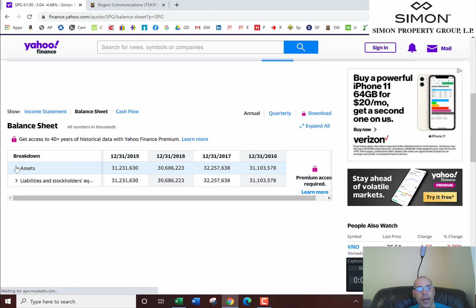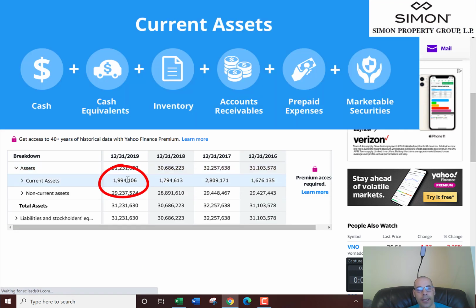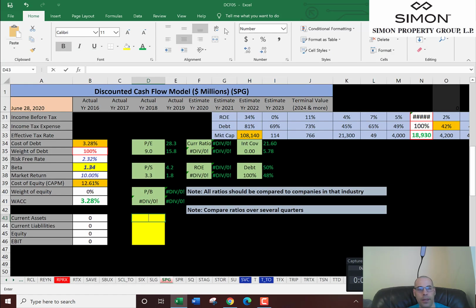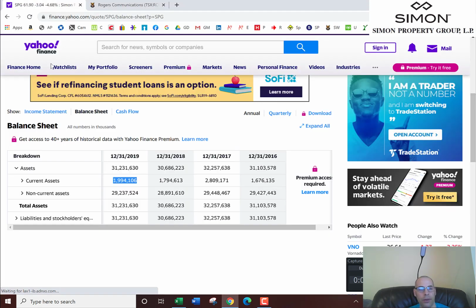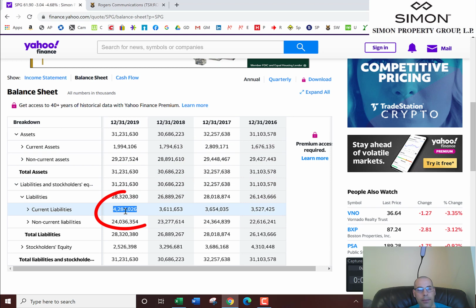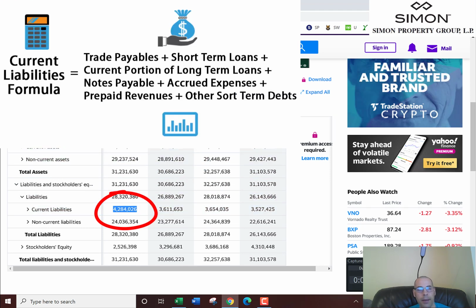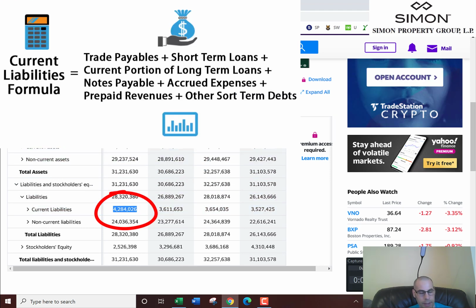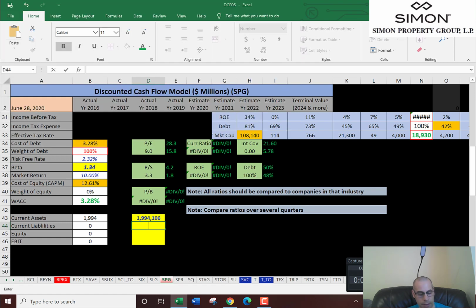Let's get their current assets. Those are assets that can be easily liquidated into cash within 12 months, and that's $2 billion. And I'm pulling some of these numbers because we look at the ratios of the company at the end of the video. Let's pull their current liabilities, and these are debts or payables that are due within 12 months, and that's $4.3 billion.